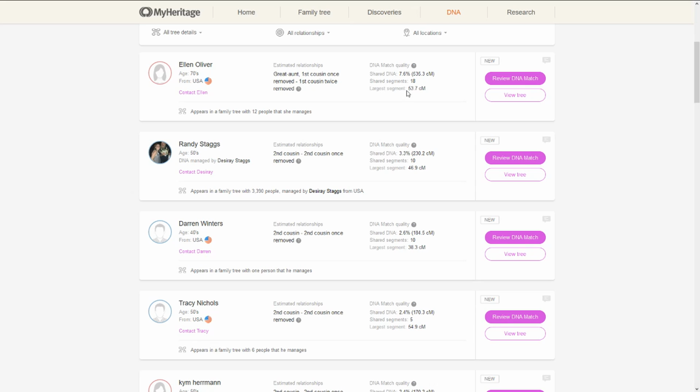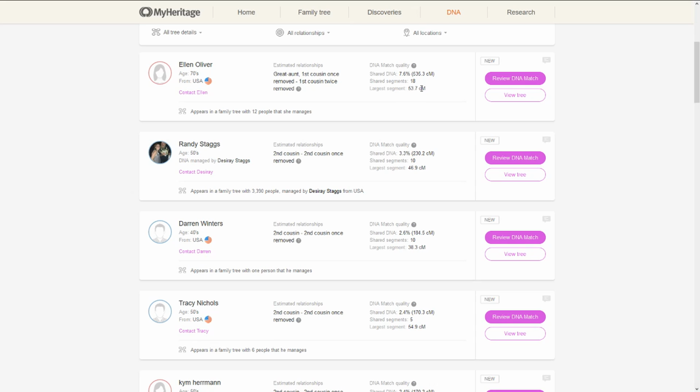See, it says largest segment, 53 cm. Shared segments, 18. Now, in Ancestry, it told us how many shared segments. It would tell us 535 cm, 18 shared segments. In FTDNA, it told us we were 35 cm, and our largest block or segment was 53 centimorgans.